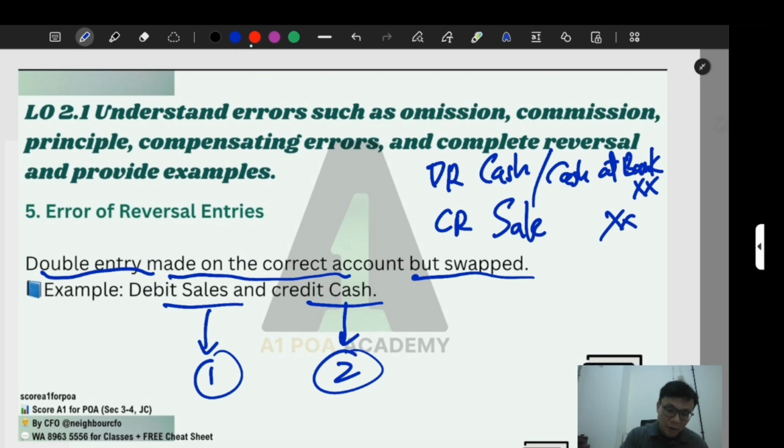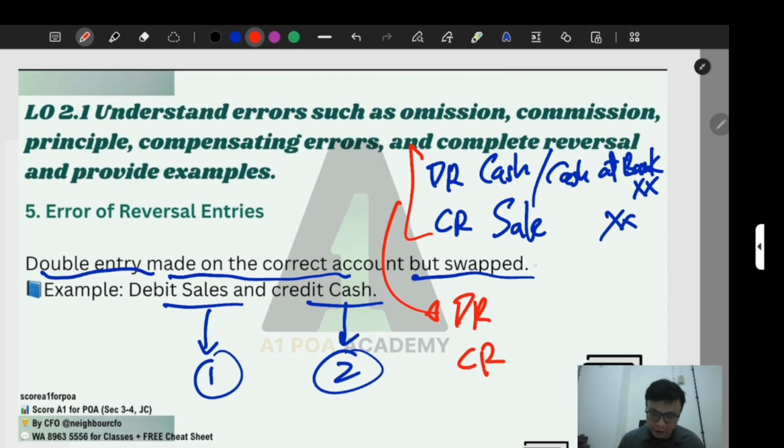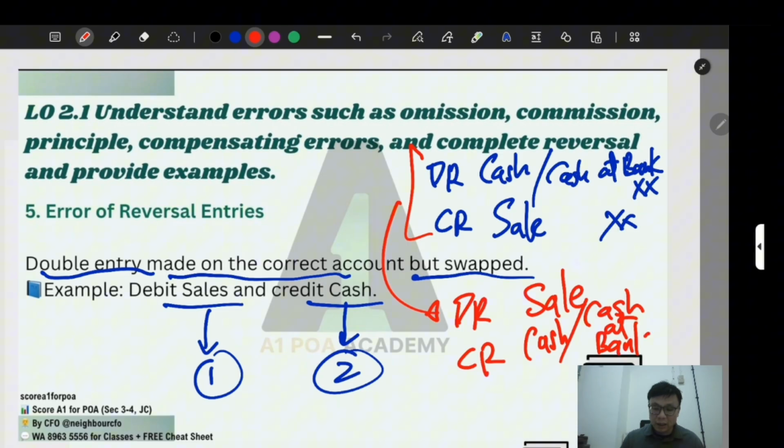But what happens here is that instead of debit cash and credit sales, the bookkeeper or the accountant did this: debit sales and credit cash. So in this instance, this is definitely an error, right? Because you're supposed to increase sales, but now you actually reduce the sales instead of increasing. Same thing, you're supposed to increase the cash in the bank ledger, but now you decrease. So subsequently, when it comes to bank reconciliations, you're going to have some problem trying to reconcile because of this specific error. With that, let us go to the next one.